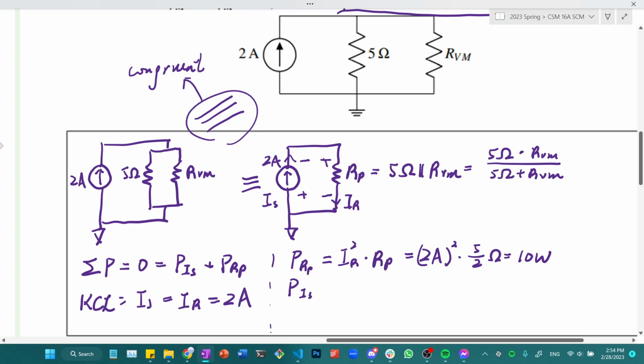So the power of the current source then is equal to -10 watts, which means the current source supplies 10 watts worth of power.